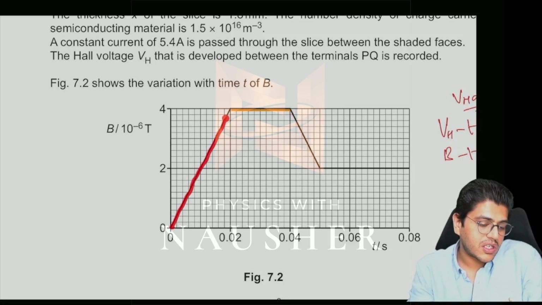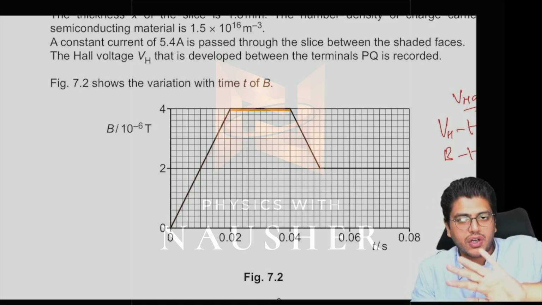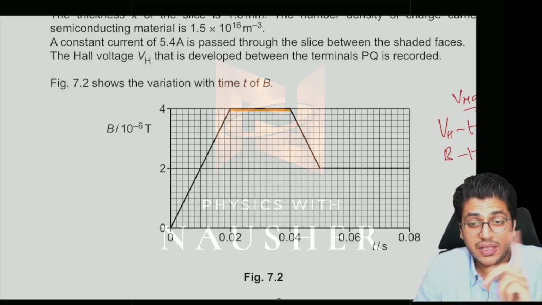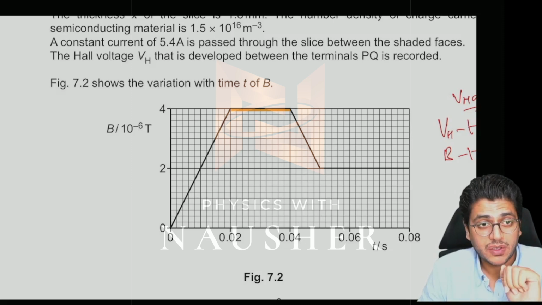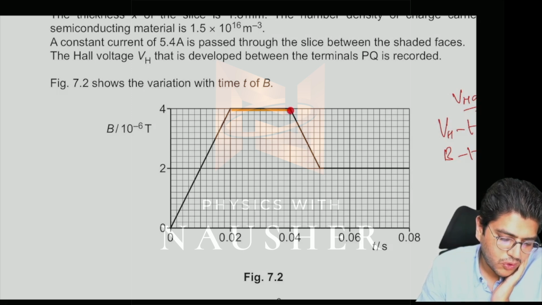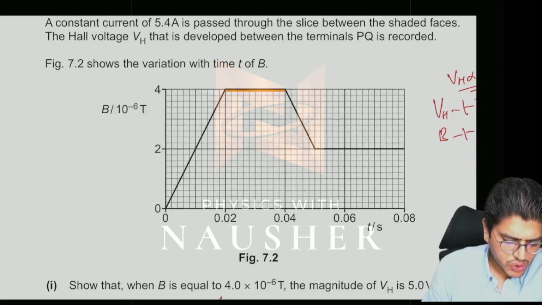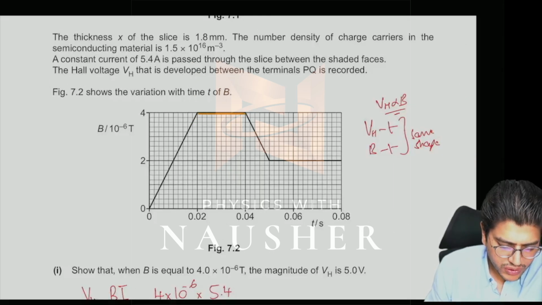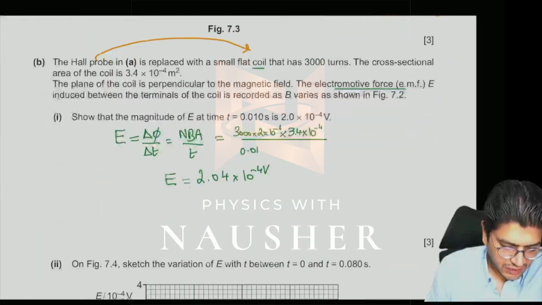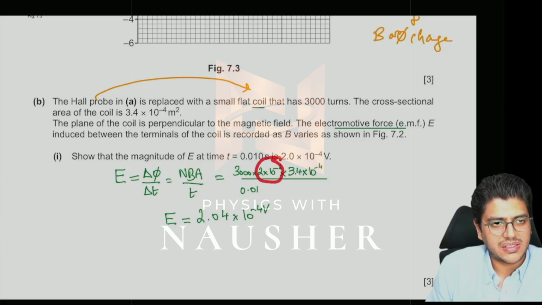Here the field strength was increasing. Here the field strength is decreasing. So EMF will reverse direction. Lenz's law. So EMF will reverse direction. And you are going from 4 to 2. So you can calculate what that change will be. So you have a change of 2 into 10 to the minus 6. So if I come back here, this change is still 2 into 10 to the power minus 6.